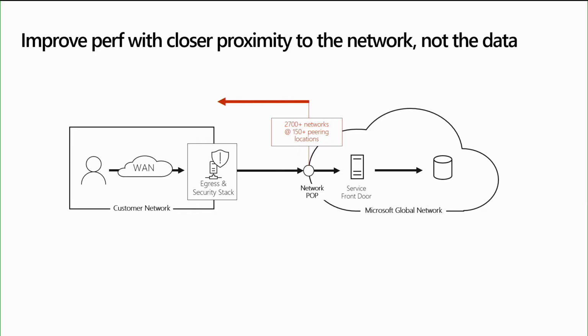Microsoft Global Network is one of the largest networks in the world. We've got over 2,700 ISPs that peer with us in over 150 peering locations. Our service front door infrastructure, this is where the Office 365 experience really gets rendered, is in over 100 different locations worldwide. And then we've got over 35 data centers all across the world.